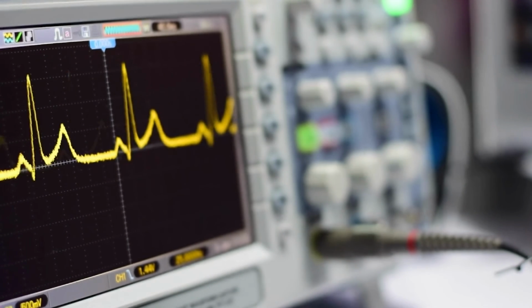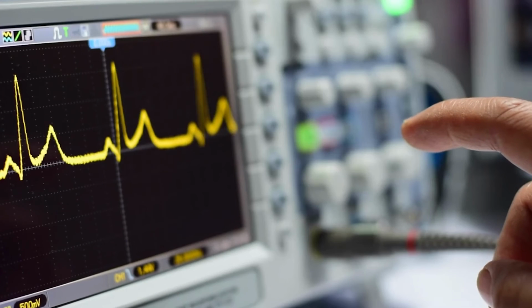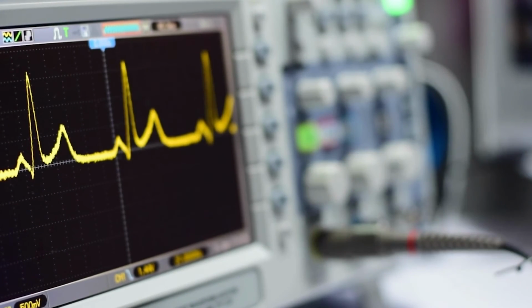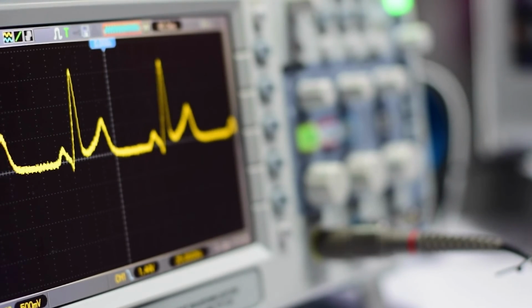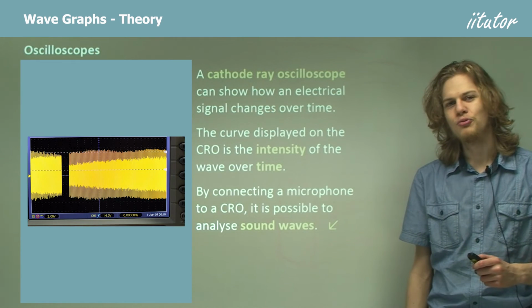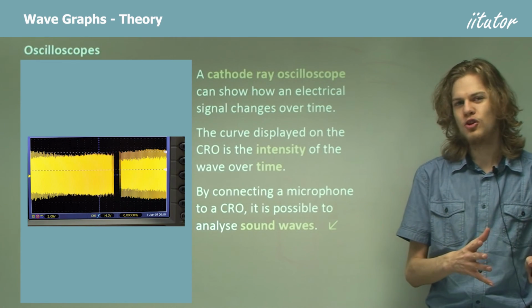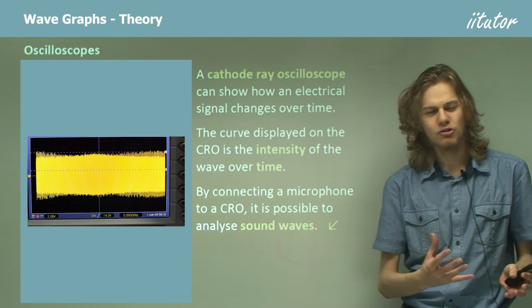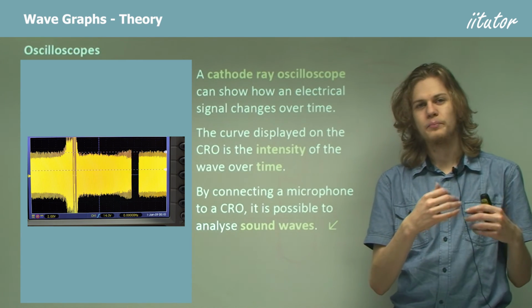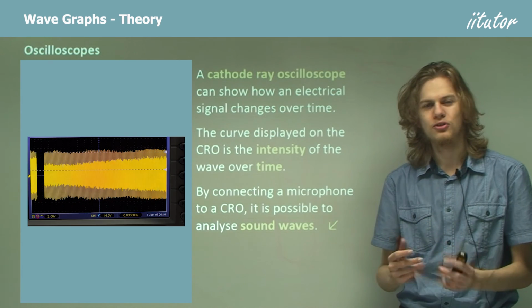So what we need to do is find a way that we can translate the intensity of sound energy to intensity of electrical energy. And it turns out there's a device that's perfect for that, and it is called, of course, a microphone. So if we connect a microphone to a cathode ray tube, then that will turn sound waves into electrical waves, and the cathode ray oscilloscope will be able to tell us things like the period or the frequency or the amplitude of the sound wave.